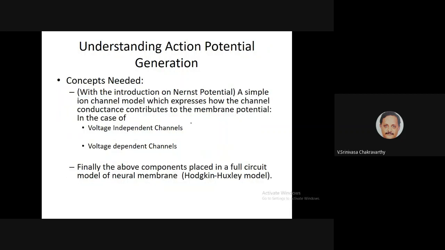We have also seen that there are two kinds of channels: voltage independent and voltage dependent. It's the voltage independent channels that we call the leakage channels. They're called leakage because they are constantly open, so they constantly leak charge or leak current. Therefore, they're called leakage channels. The voltage dependent channels can be opened or closed by varying the voltage. That's the sodium and potassium channels we have seen yesterday.